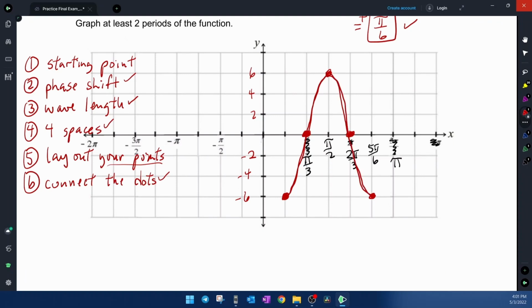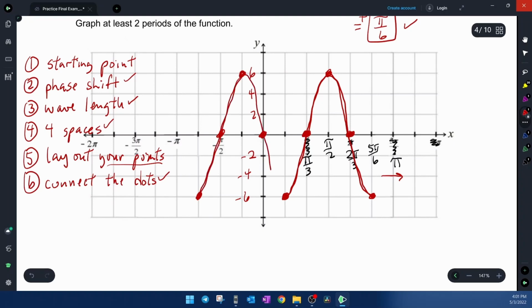And that is 1 period. Now, if I want to graph another period, I simply copy and paste this graph. And it doesn't matter if you continue the pattern right or left. So since I have more space to the left, I'm just going to continue the pattern. So here we go. Up, up, down, and down. And then connect the dots, and we're going to get another wavelength. So now we have graphed at least 2 periods of the function, and that does it for this problem.